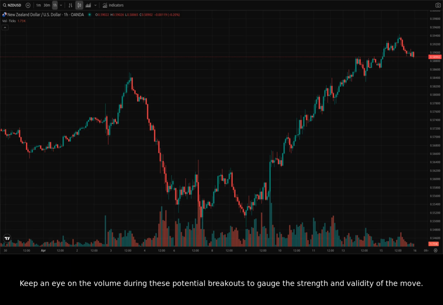Keep an eye on the volume during these potential breakouts to gauge the strength and validity of the move. Spikes in volume often accompany genuine breakouts, while low-volume breakouts may be false signals.